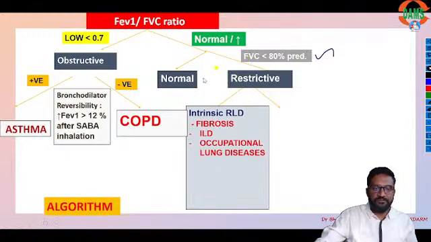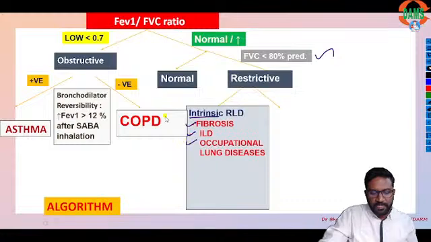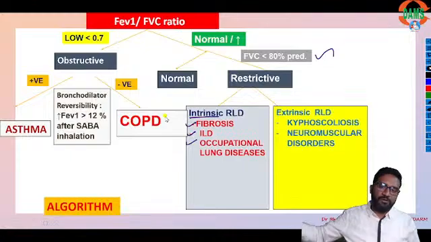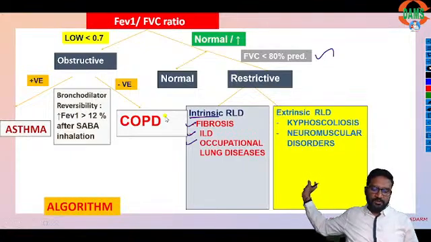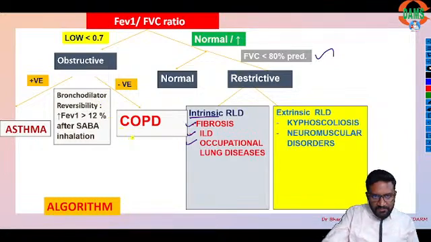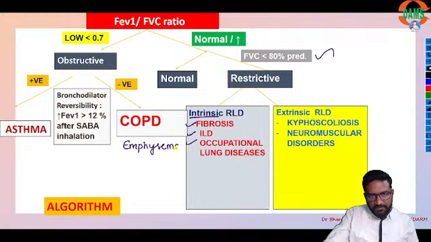What are all causing fibrosis? ILD, occupational lung disease. Extrinsic: here your lung is healthy, but something outside is not allowing your lung to expand. Kyphoscoliosis, neuromuscular disorder, very important. Again, in COPD, especially emphysema is commonly asked. Emphysema is the one with hyperinflated lungs. Lungs become very big due to air trapping.